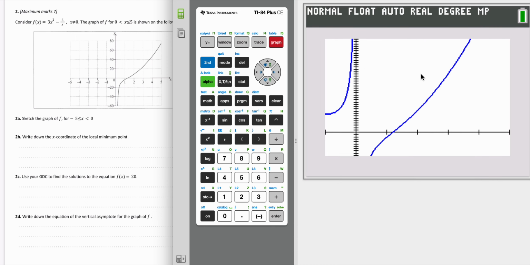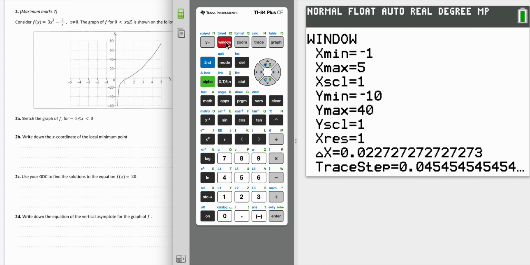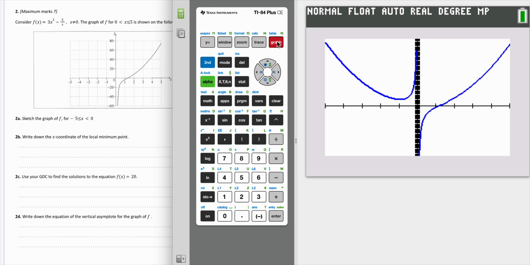Now you can see at the moment mine does not look like the graph, so I need to go to window and I need to change my scale to be the same as it is on the exam paper. So x is from -5 to 5, so let's do that on our window, -5 to 5, and then our minimum on our y is -60 and it goes up to 80. So -60 to 80.